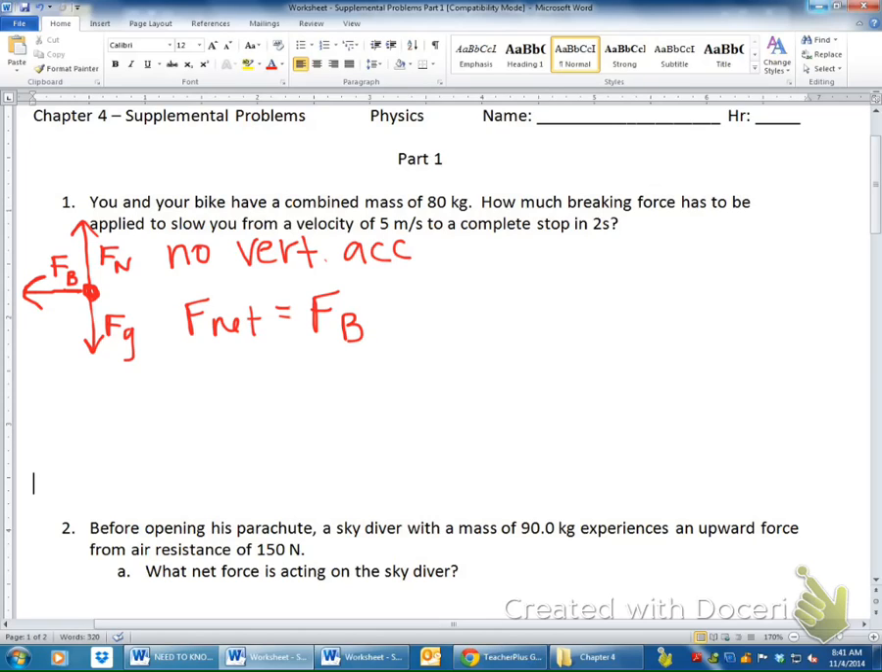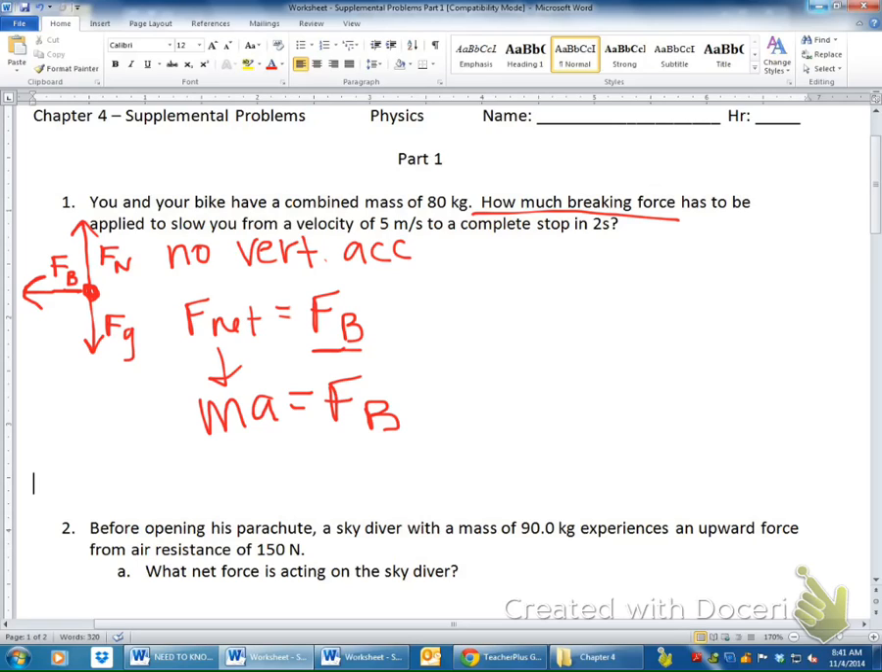So how do we find these things, right? How do we find this? We want to find how much braking force. We want to solve for this F sub B. Okay? What do we need to do? We need to find acceleration, correct? Because we can substitute our F net is mass times acceleration equals the braking force. Okay, does everyone see what I substituted right there? Force net equals mass times acceleration. Okay, so we need to find that.